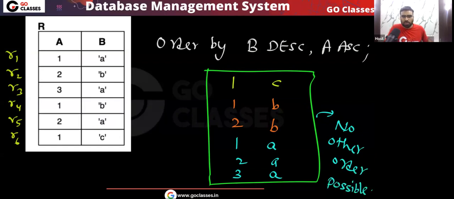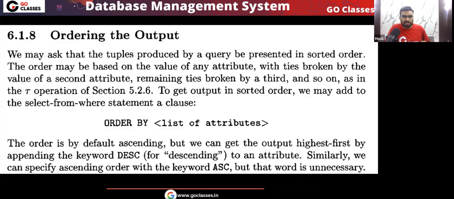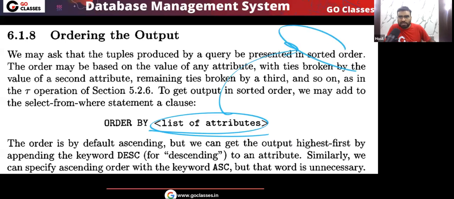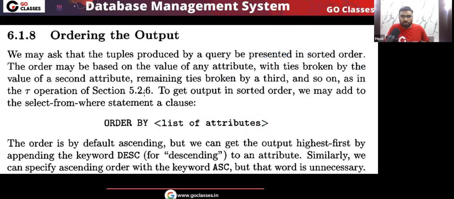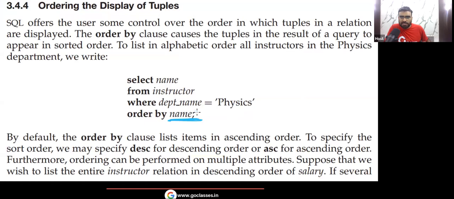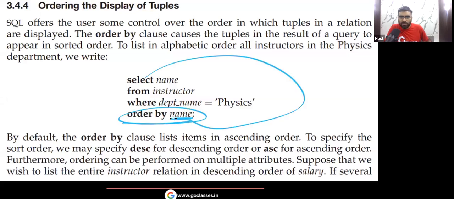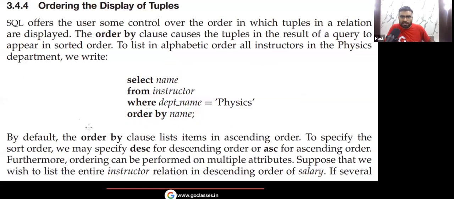I hope all these points are clear. Okay, so that's it. Is this clear? So the order by clause is clear, very simple. We have already seen order by list of attributes, and this list of attributes must also be there in the select clause. Okay, you can see. So this order by list of attributes is also present in the select clause, you can easily see.